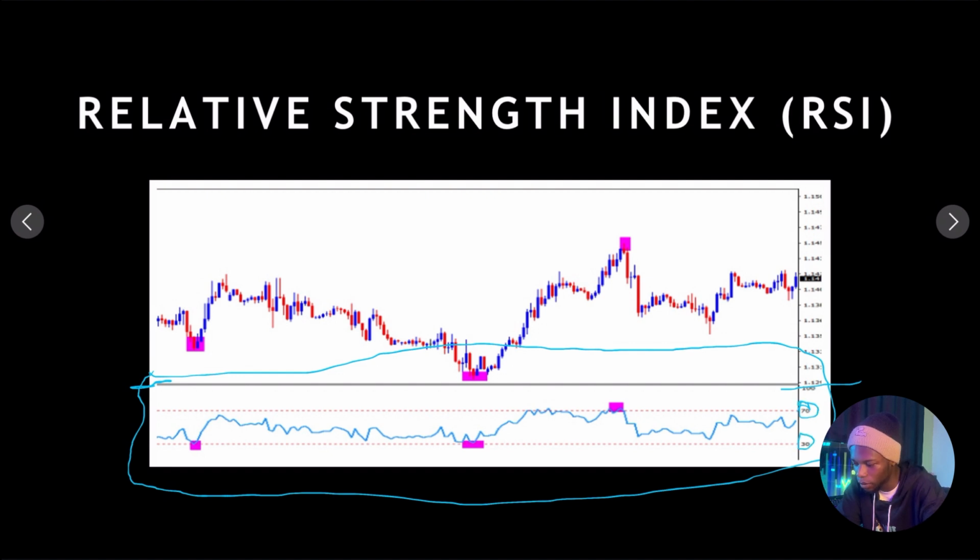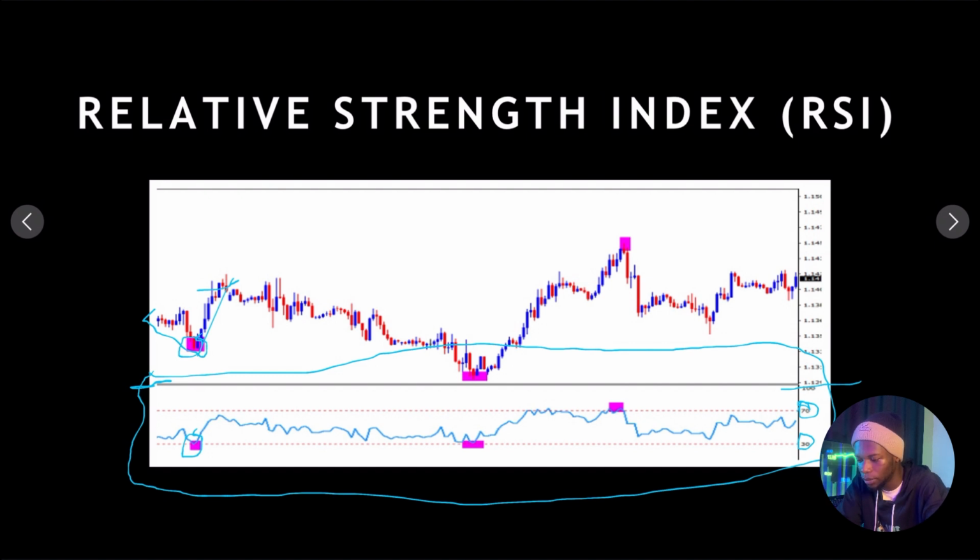As you can see, when the market came down right here, it touched the 30 level, which is the oversold. The market reversed from that point, and if you take the trade a little bit from here to this place, you are in good profit.